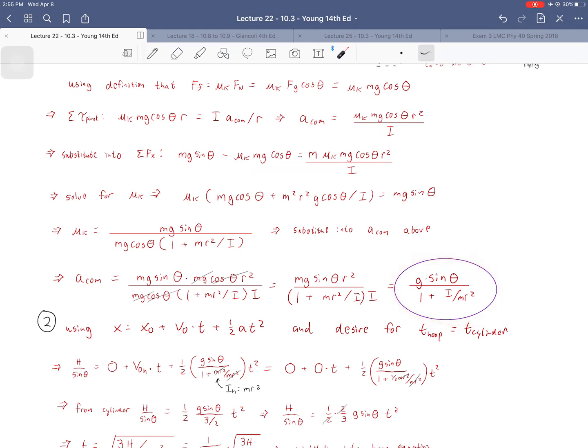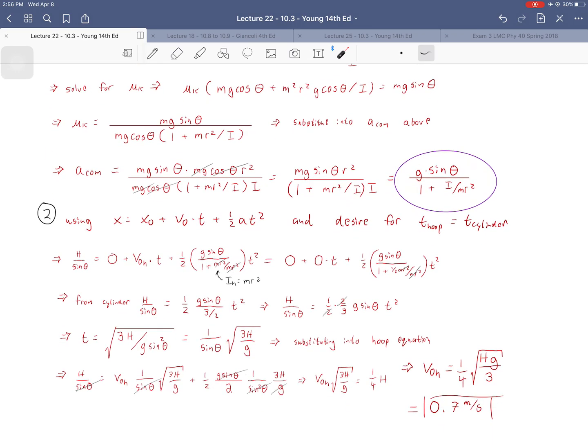This tells me that the translational acceleration of the center of mass of a rolling object down an incline will always be equal to this, g sine theta all over 1 plus moment of inertia divided by m r squared, right? So then you can just plug in whatever moment of inertia you want. In this case, we'd plug in m r squared for the hoop and 1/2 m r squared for the cylinder. So then for the kinematics, since I want them to arrive at the same time, I want the time of transit for the hoop to be equal to the time of transit for the cylinder. And then I set up the following equation, x equals, right?